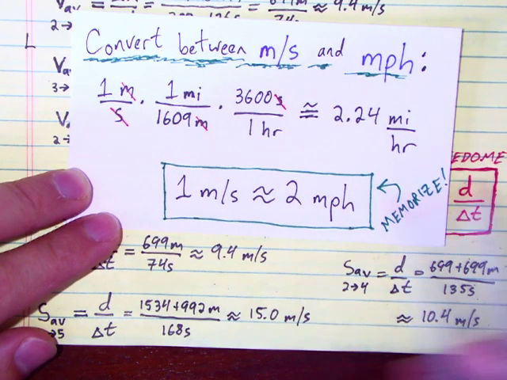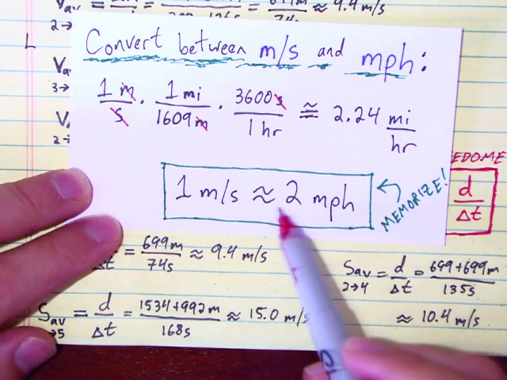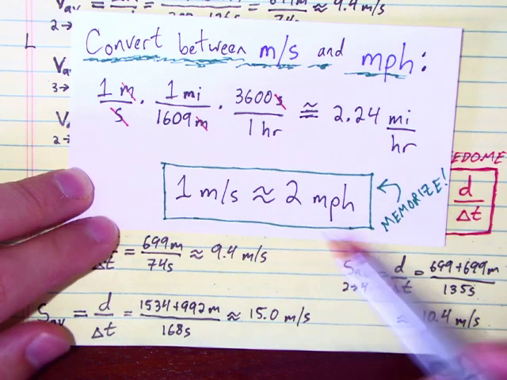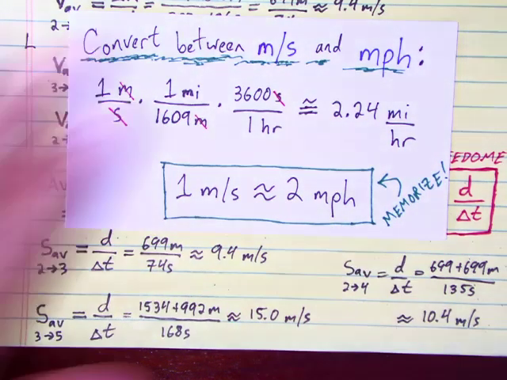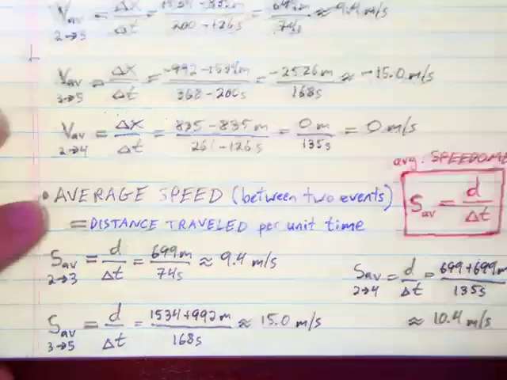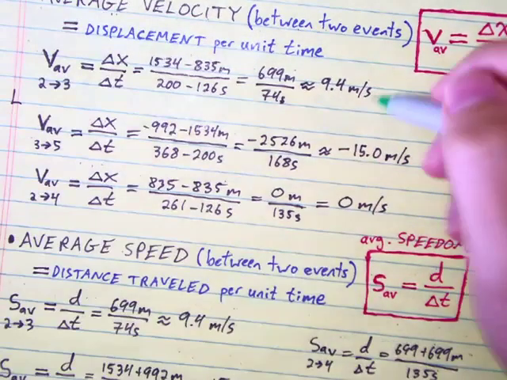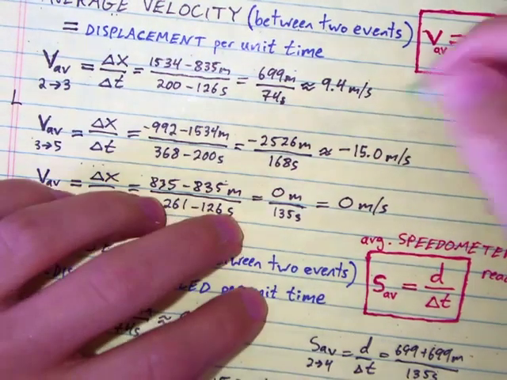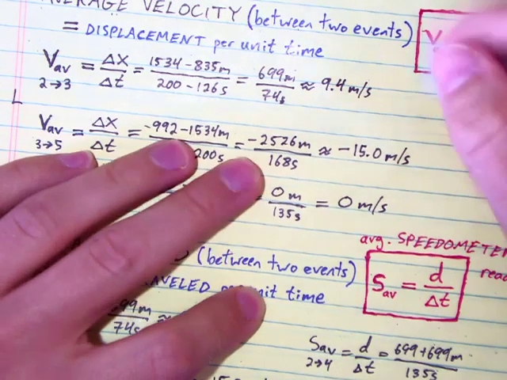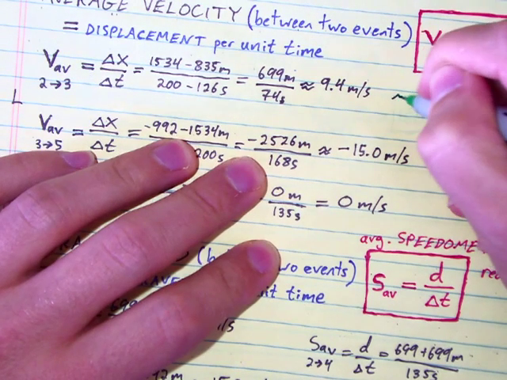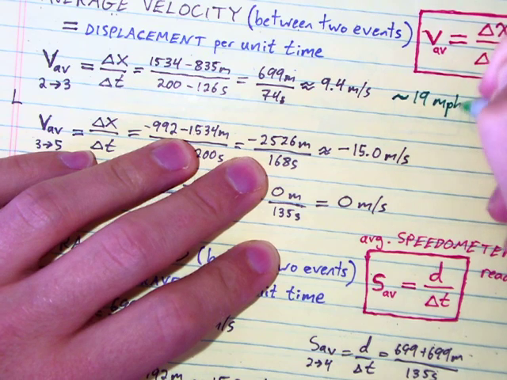But here's what I want you to memorize. Let's round this to about 2. So 1 meter per second is about 2 miles per hour. A good thing to have in mind just to make ballpark estimates. Okay, so let's make some ballpark estimates here. If our average velocity was 9.4 meters per second, we know every meter per second is about 2 miles per hour, so we can about double it to figure out what that speed would be in miles per hour. 9.4 meters per second, that's going to be about 19 miles per hour.